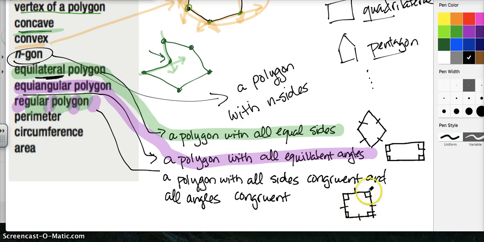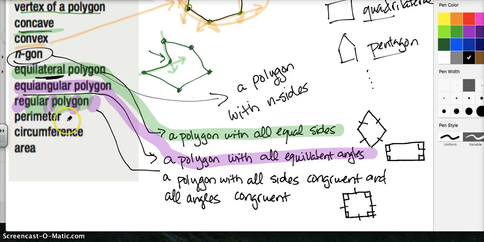All right, so we've got this guy, which is a square, and this square is a regular polygon. And I think it's so irregular to get a perfect square that I'm like, why do they call it regular? But that's just my issue. It is a regular polygon. So a regular polygon has both of those qualities.